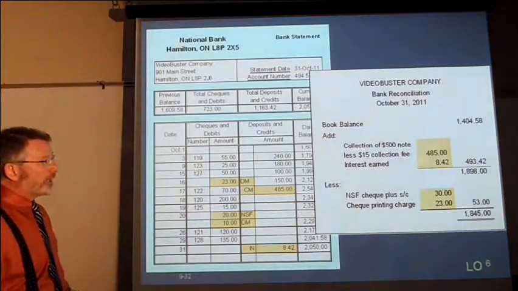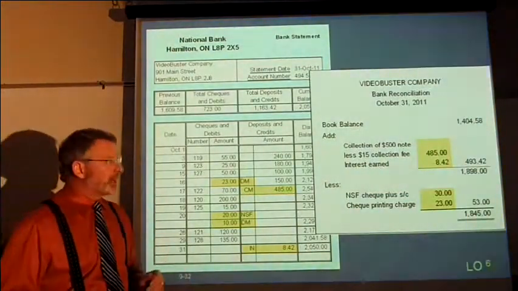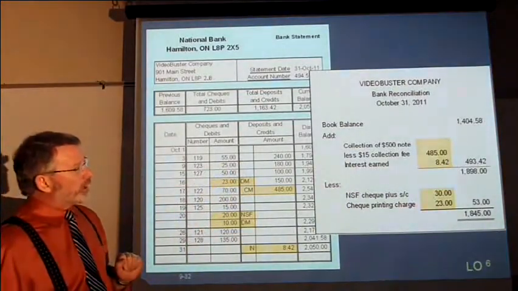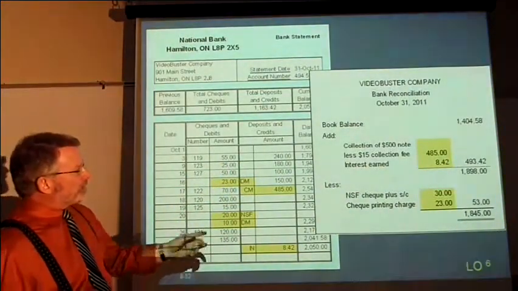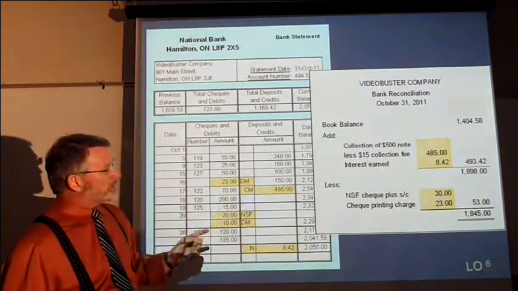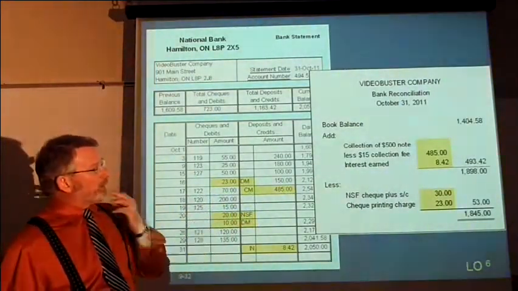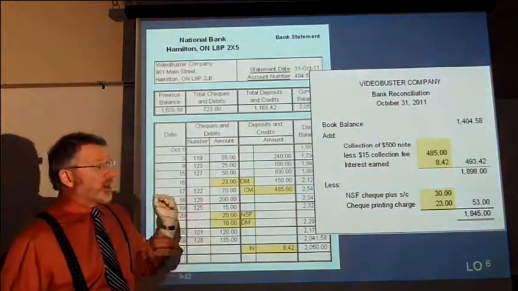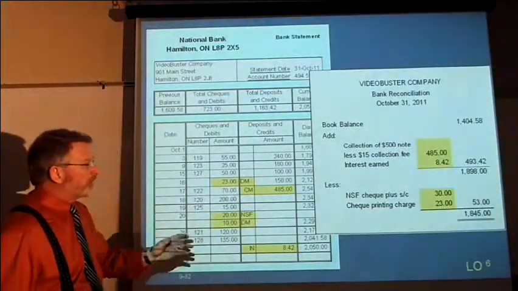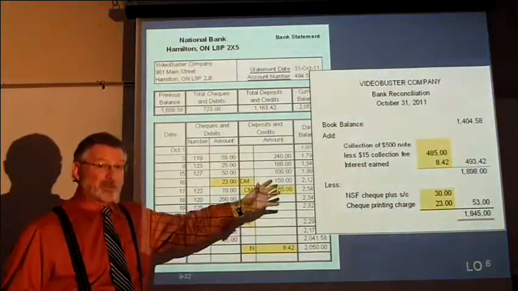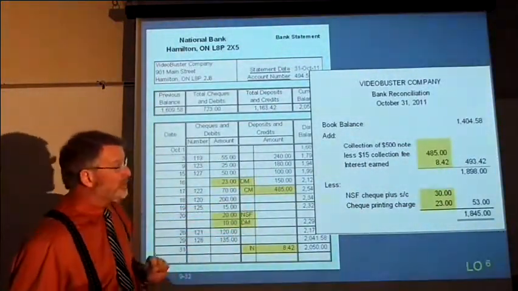Okay. And here's what that looks like. So on one side of that form, it says the balance in our books was $1,404.58. This $485 is explained in the textbook, but basically it's $500 that we received, the bank collected on our behalf and charged us $15 for doing that. So they've put $485 in our account, which is essentially the $500 minus the $15 service fee.